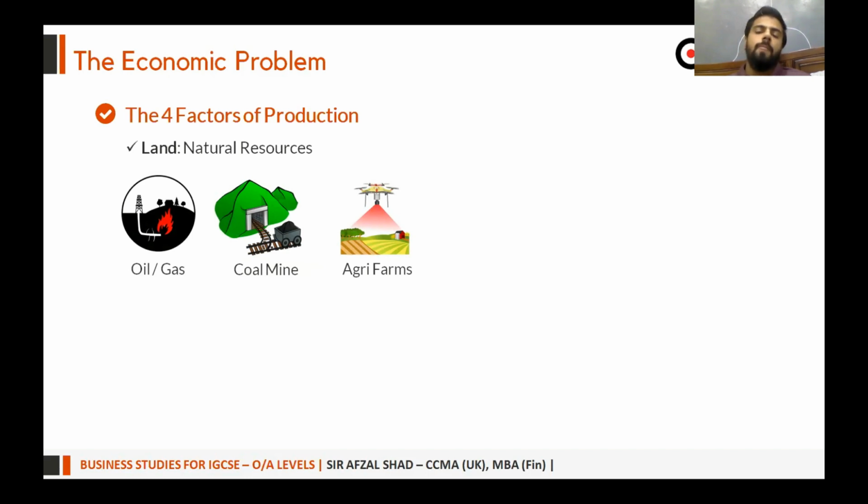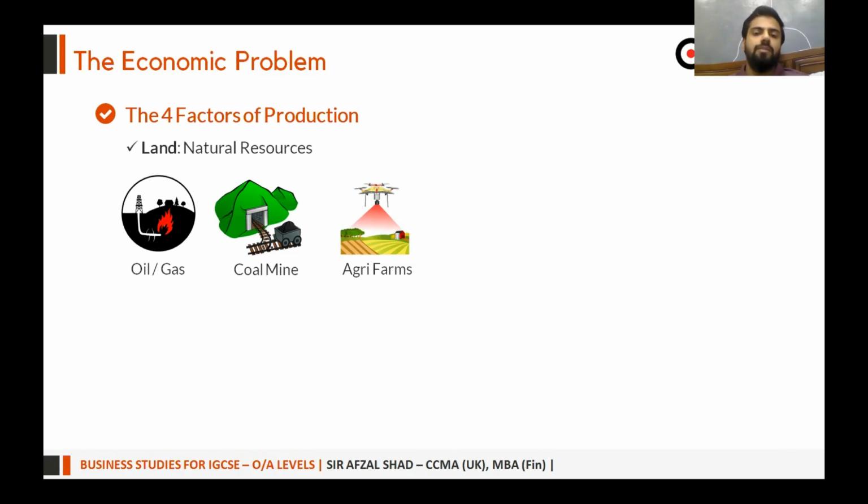And we have agriculture. All of the crops being grown through land will be termed as a factor of production under land. The cattle farms that are producing milk and meat for us will be called land as well. So anything that has been produced from the land directly or indirectly is termed under the reference of land in the 4 factors of production.